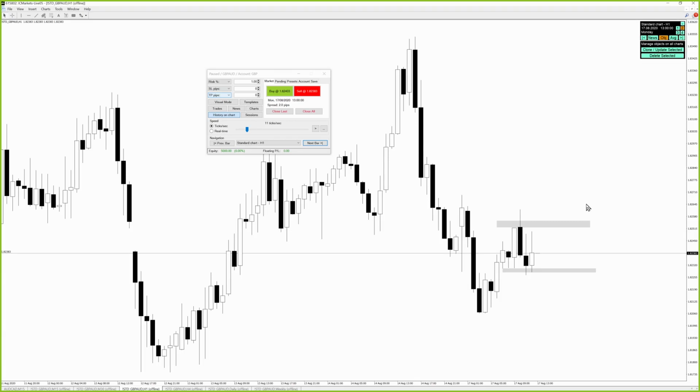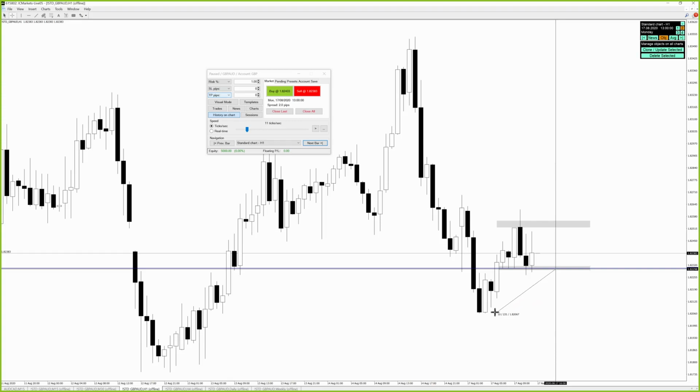So we're moving into the pre-New York session. We have a support right here. We need to identify that if we break the support, where is price most likely to go? So if we break the support down over here, I think price is most likely to go down to the next support, which is almost like 22 pips away. So we're going to mark up our support right over here, 22 pips away right there.